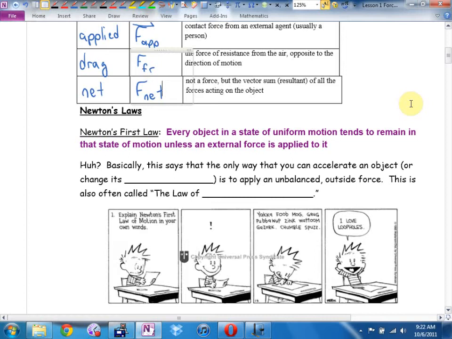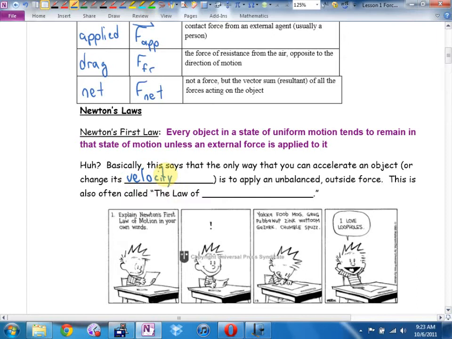Here's Mr. Dueck's version. It says this. The only way that you can accelerate an object, and remember, accelerating is changing its velocity, either change the magnitude of the velocity or the direction of the velocity, or both, the only way you can do that is to have an unbalanced outside force.